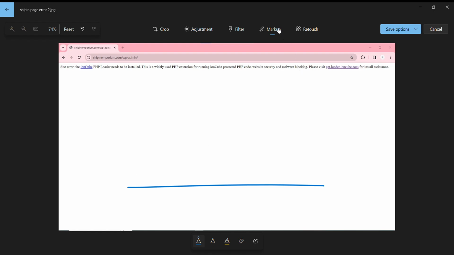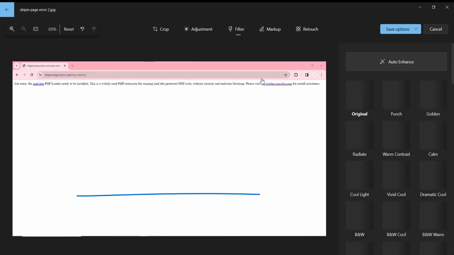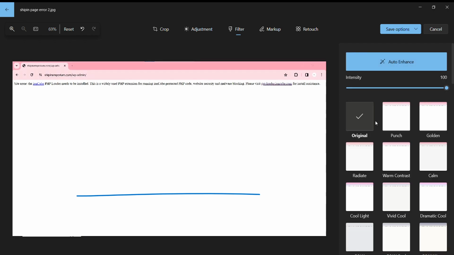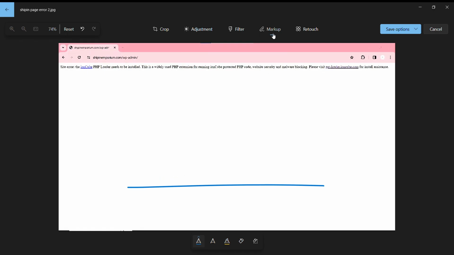Maybe I need to change color here. Do they have any color change here? I want to change color. Adjustment filter, auto enhance. It doesn't allow me to change color. Okay, let me go back to my markup.